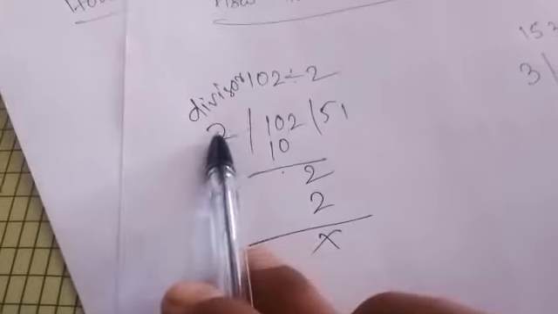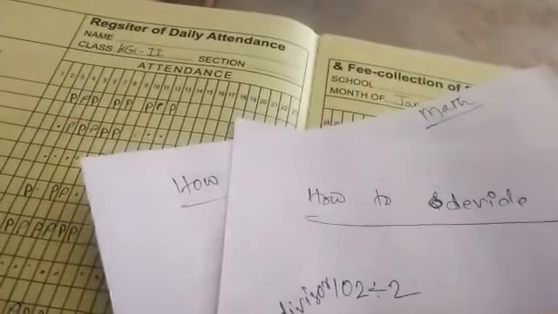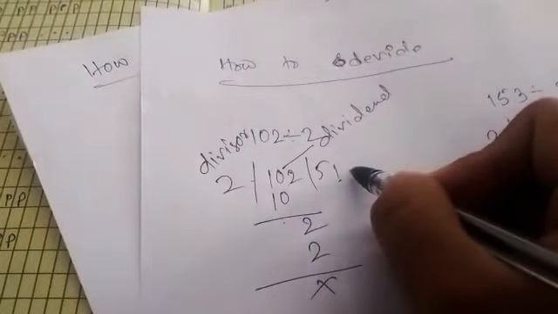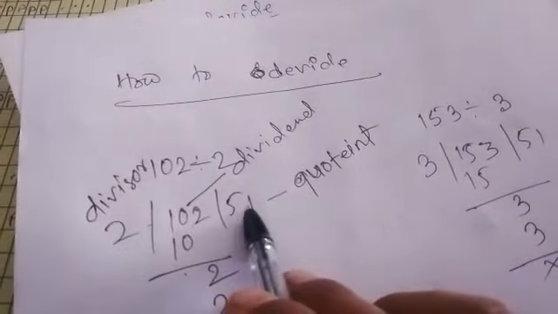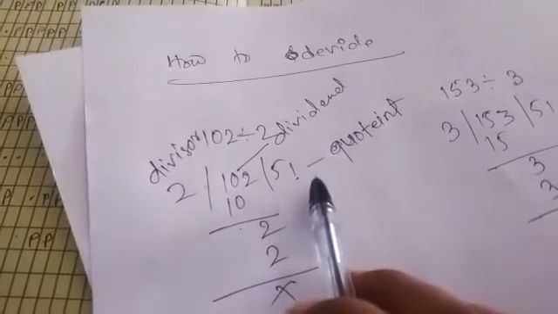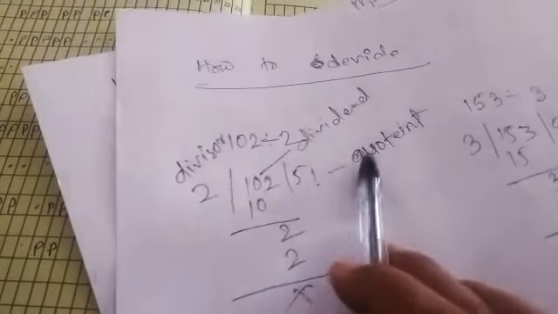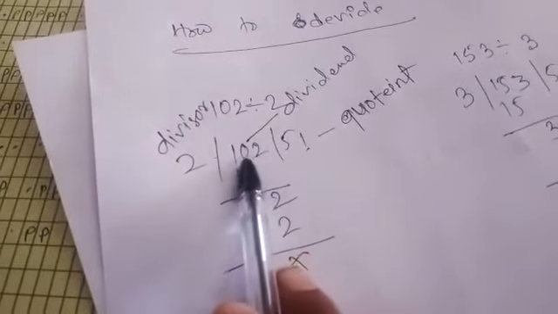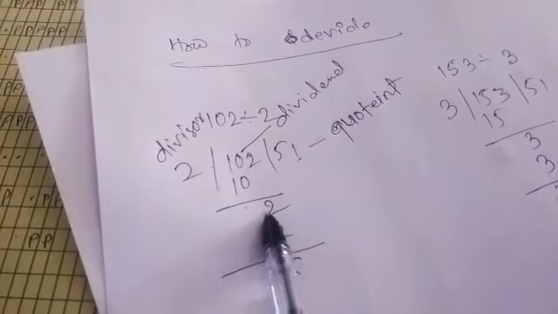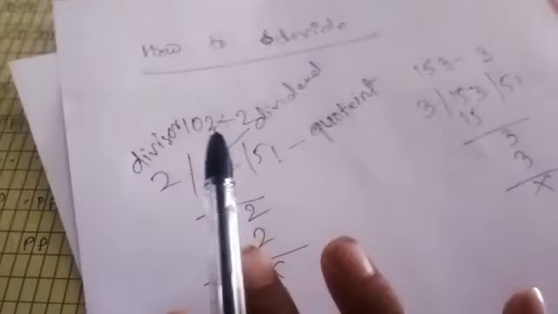See, this one is called divisor, and this is called dividend, okay? This is called dividend, and the result one is called quotient, okay? You can see divisor, dividend, and after you solve, the quotient will come, okay? So 2, 5, 10, and this 2 will automatically come down, okay? Then 2, 1, 2, and then totally over.